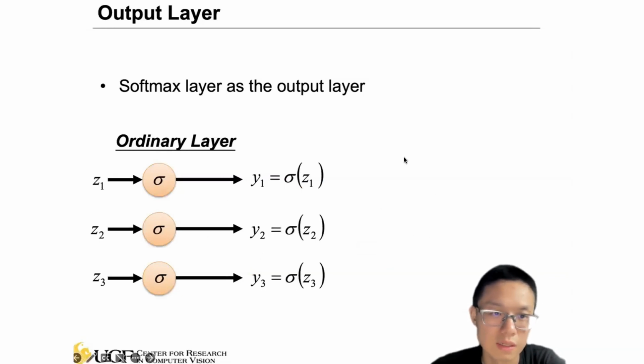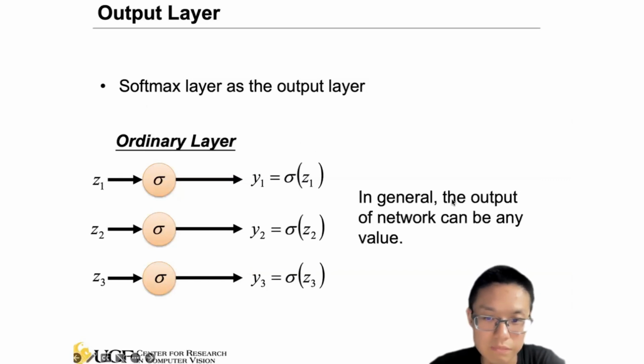Now we can talk about the output layer. You may also have heard of the softmax layer as the output layer. In general, the output of the network can be any value, because as we saw before, we have the input and the weights, and we can use different activation functions. If we are using ReLU, we have max of 0 and z. If z is a positive value, essentially the output can be any value from zero to positive infinity.